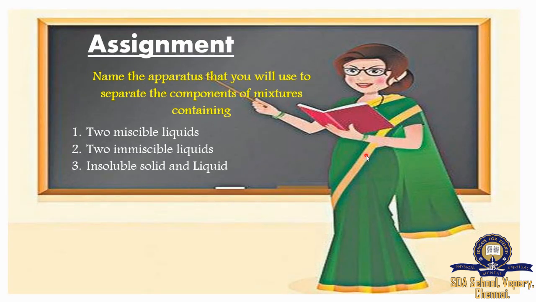When it comes to miscible liquids, what is meant by miscible? It just mixes with another liquid. Two liquids mix with each other. When it comes to immiscible, two liquids get separated. The best example would be oil and water, right?